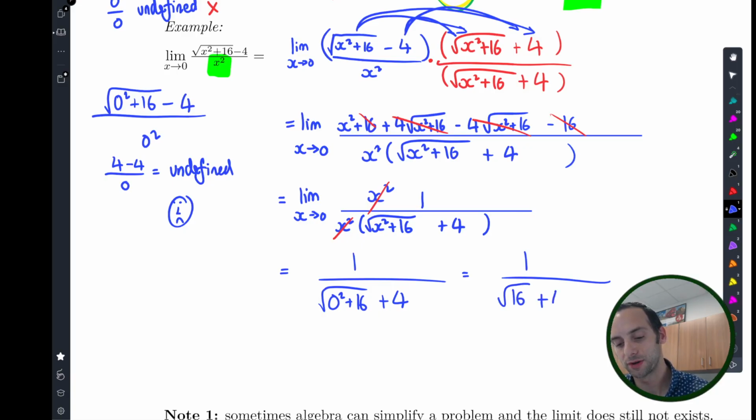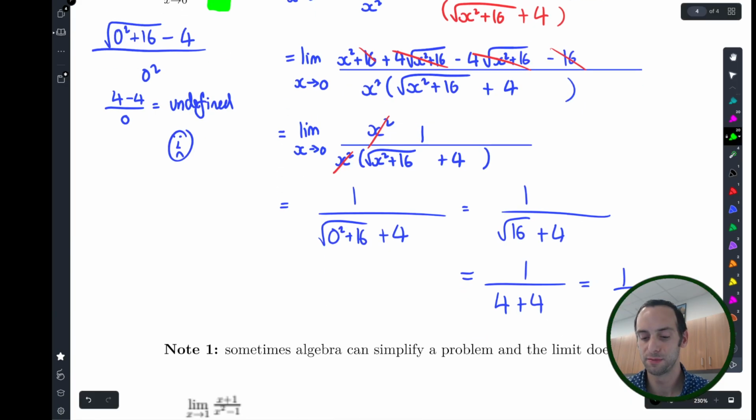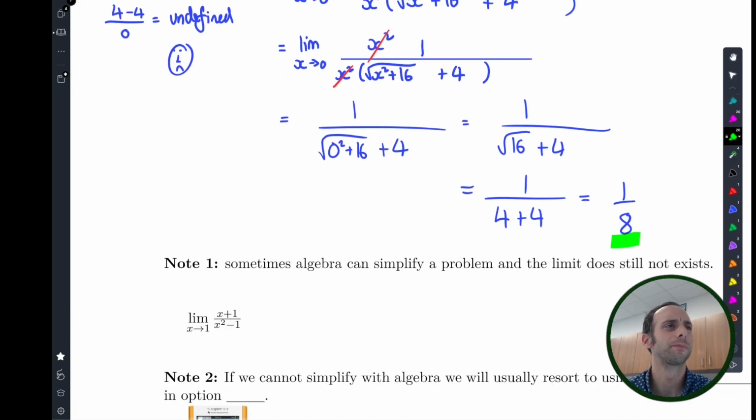A little bit of number crunching here. Our division by 0 issue has gone away, and we're able to calculate this limit as 1/8. Okay, let me move that up so you can see it.